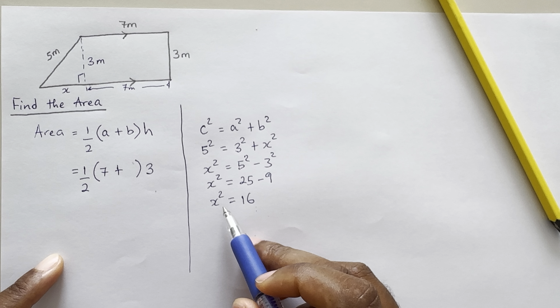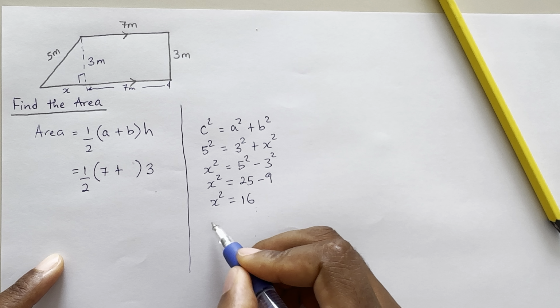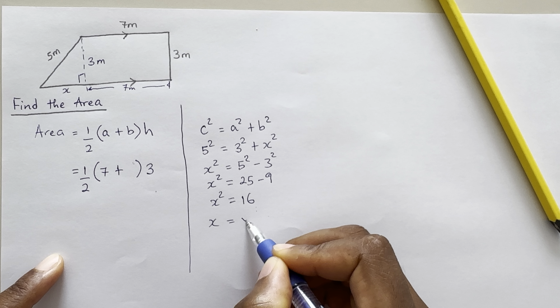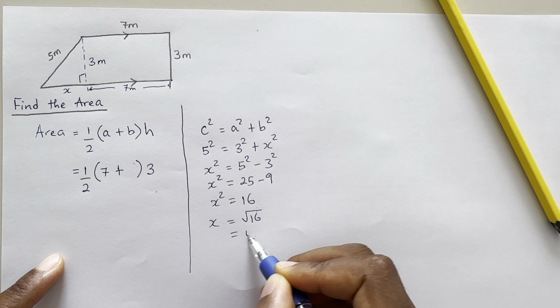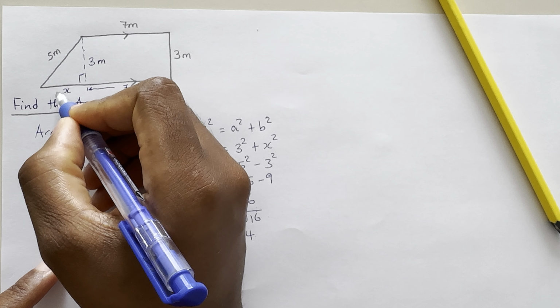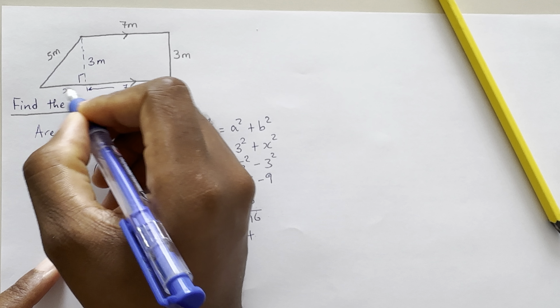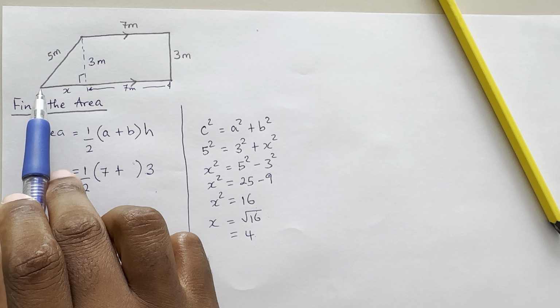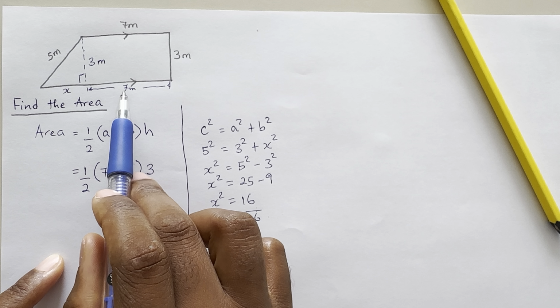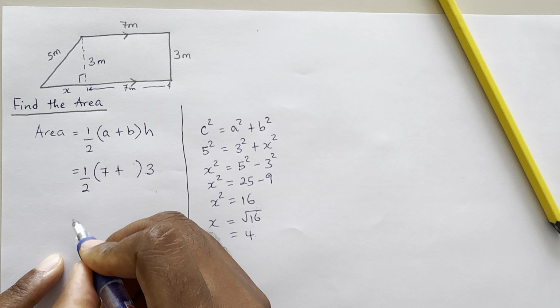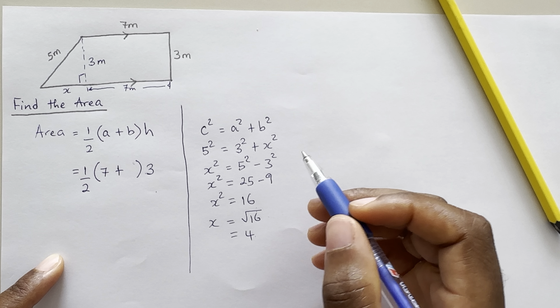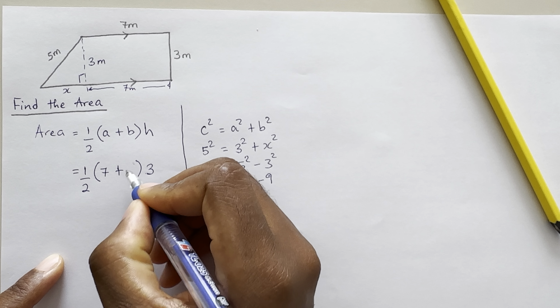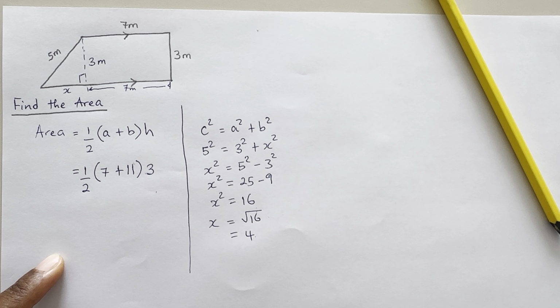For us to remove the square on x, we are going to find the square root of both sides. So it becomes x is equal to square root of 16, which is equal to 4. So this distance is 4 meters, but we need the base, the whole of it. So we are going to say 7 plus 4, which is equal to 11. So here we are going to put 11.